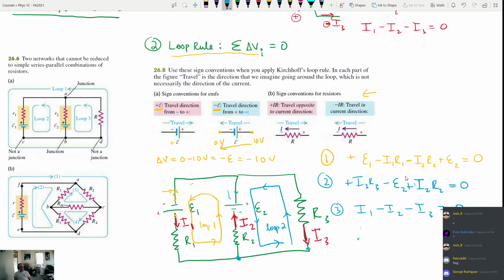Oh, this would have been plus I3, actually. Plus I3. It's because in this one right here, it's negative because the loop was down and we were going from the positive to the negative side. So it's this reason right here. Hopefully that makes sense.